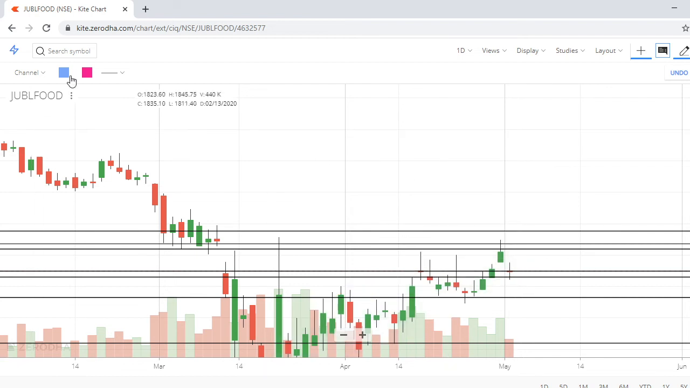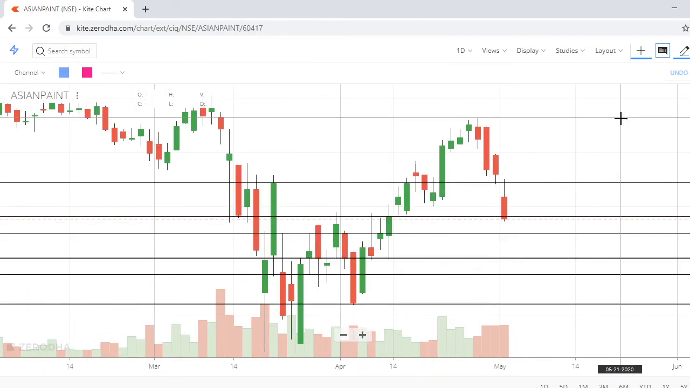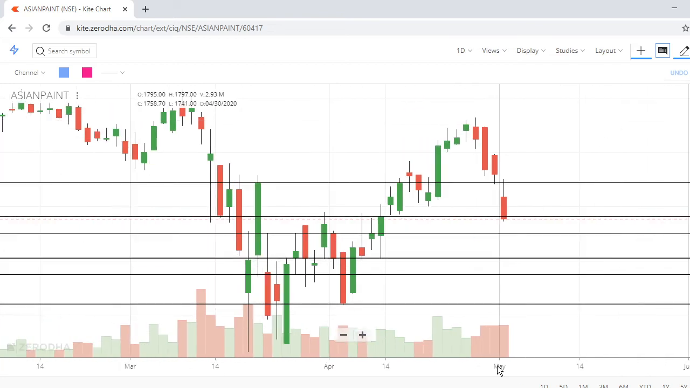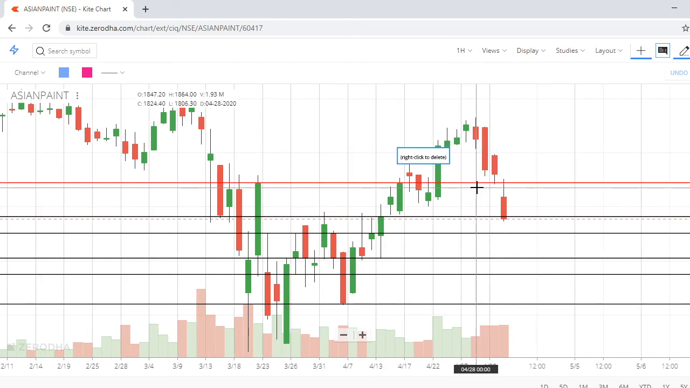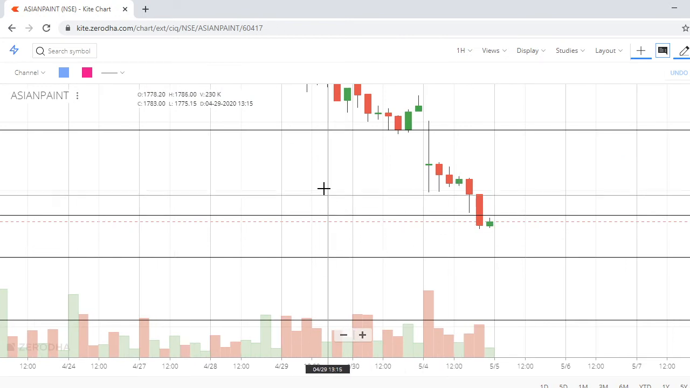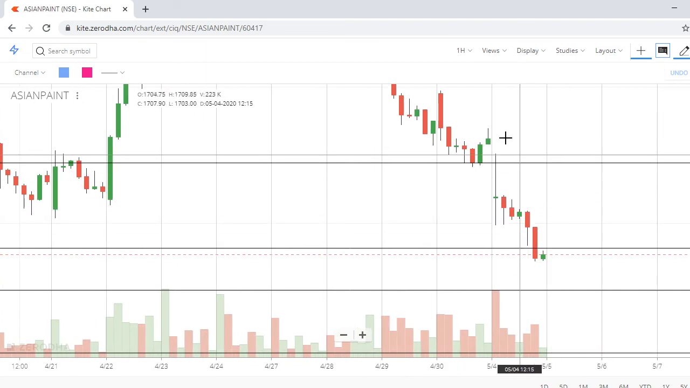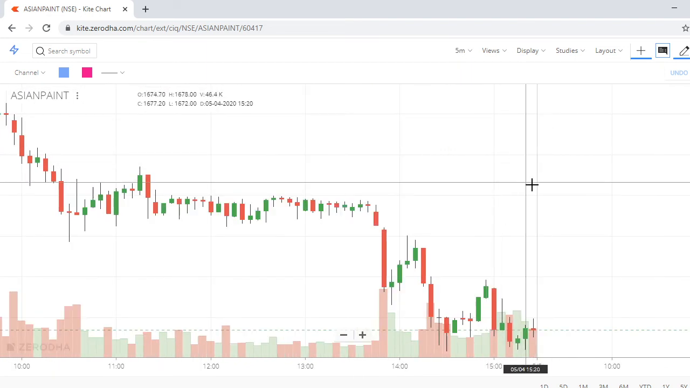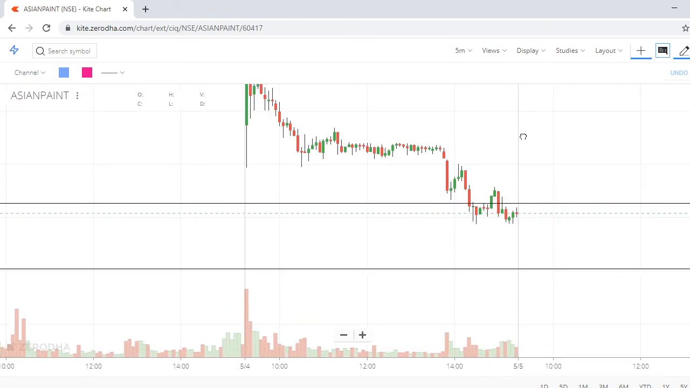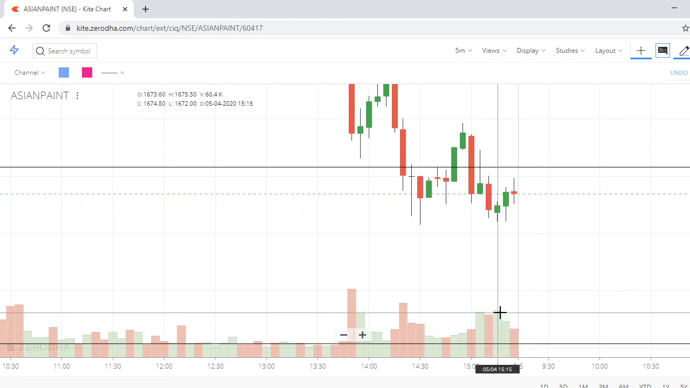Okay, now let's take Asian Paints. Oh, solid red volume. Okay, but in the Asian Paints hourly chart I could see some reversal. Let's wait and see tomorrow. Good doji reversal. Anyway, good volume, good reversal. Let's see in the morning.